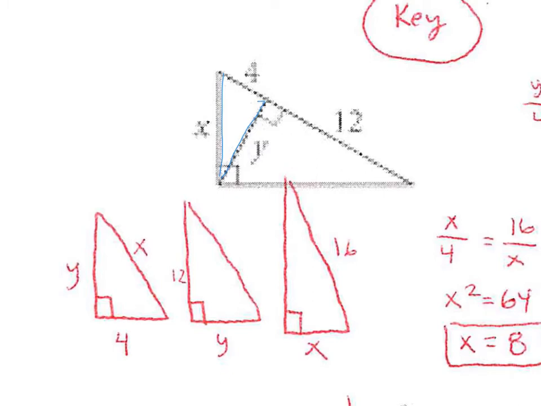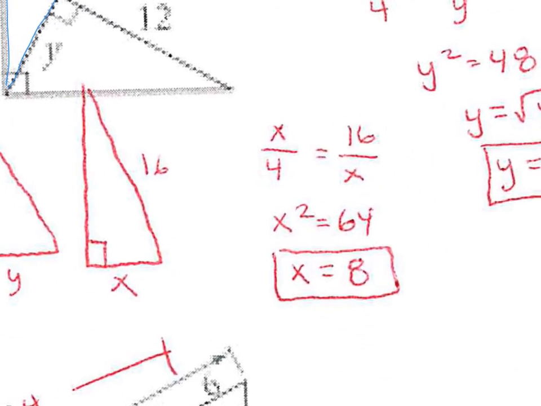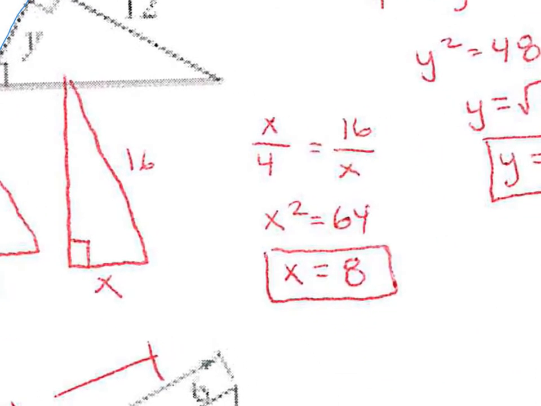So if I slide over here, I cross multiply. Now in this instance, I did not solve and write plus or minus 8 because we're talking about a distance, so it's only the positive 8.